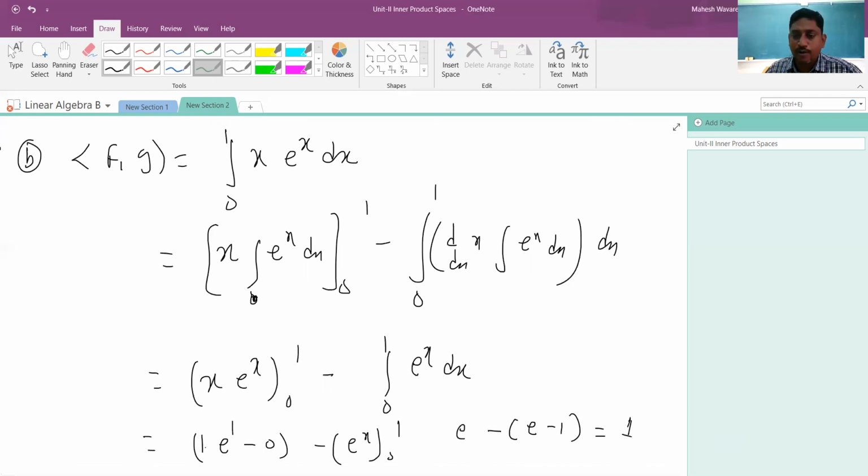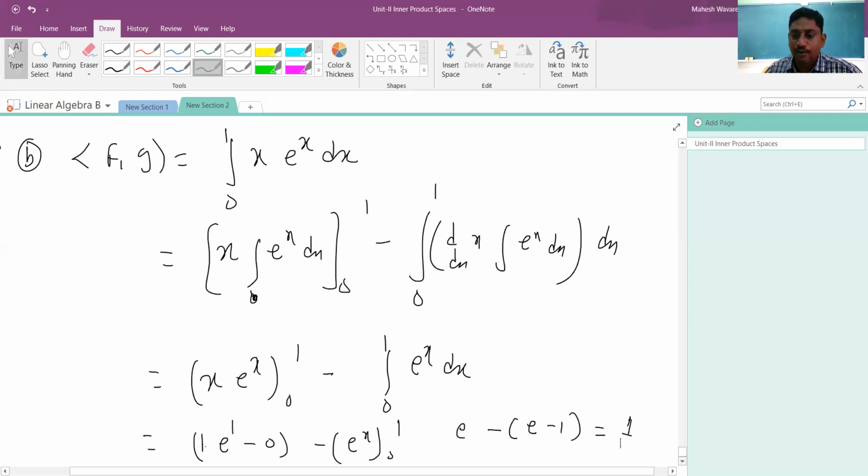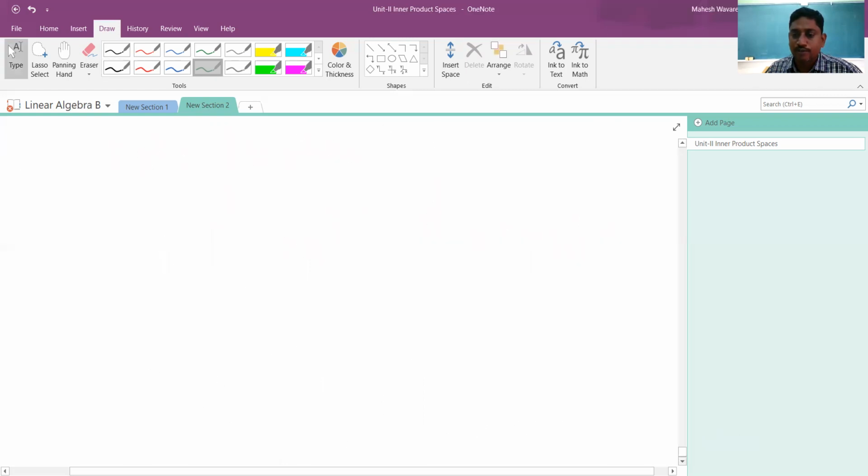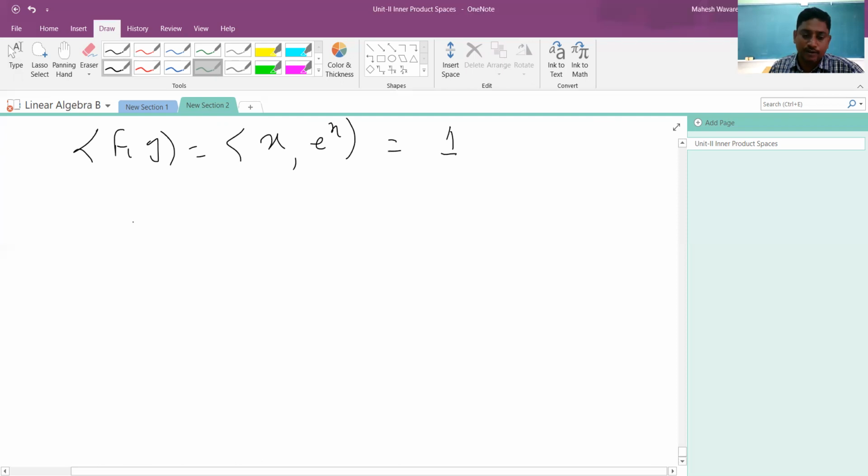So the inner product of F comma G is 1 with the defined product. The inner product of F comma G, that is the integral of x e to the power x, should be 1.